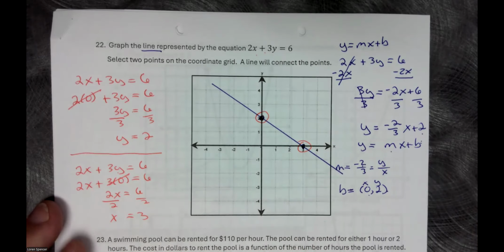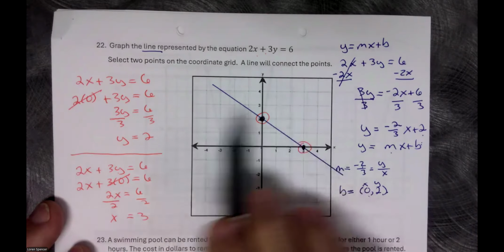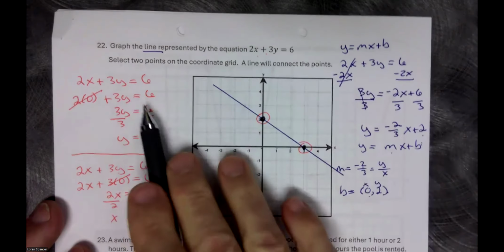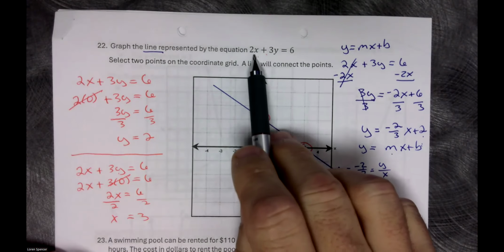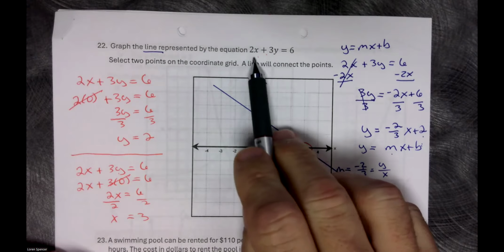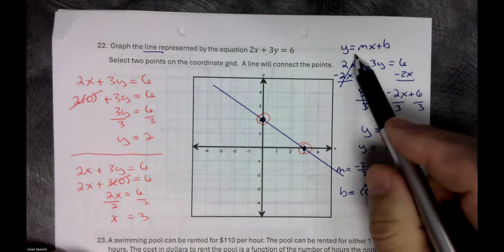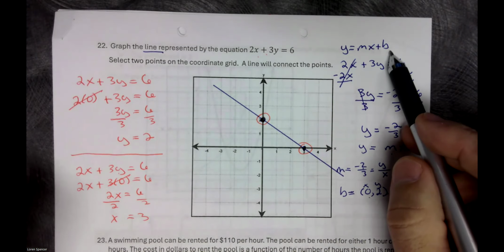So I end up getting the same points either way. You choose. I like to do it this way, but a lot of students prefer this way. Either way is great. They both give you the right answer. So you can either plug in zeros for x, solve, then 0 for y and solve, or you can put it in slope-intercept form. Either one is great.